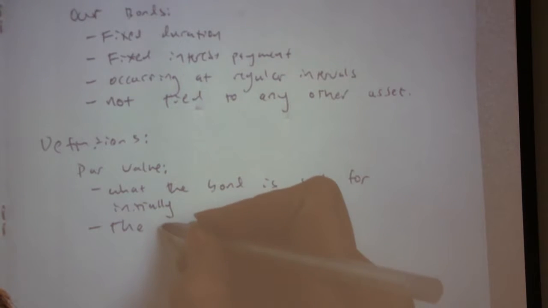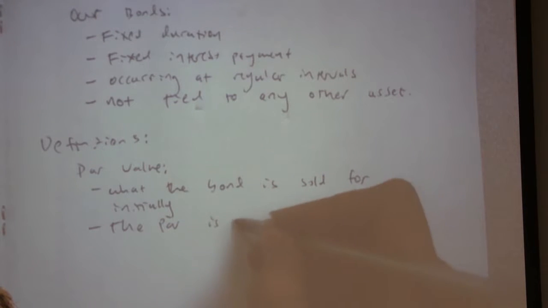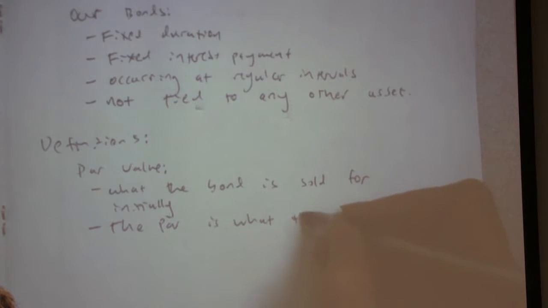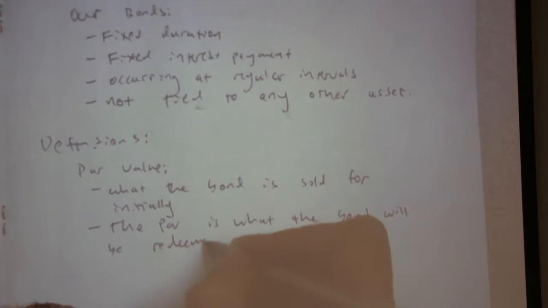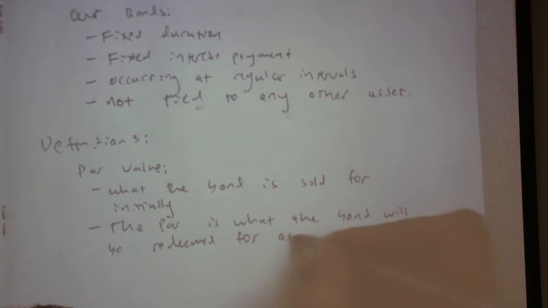So the par value is what the bond will be redeemed for. Wait, they're both par values? Mm-hmm. Think of it as just the value that's written on the bond. Okay, par is, yeah.